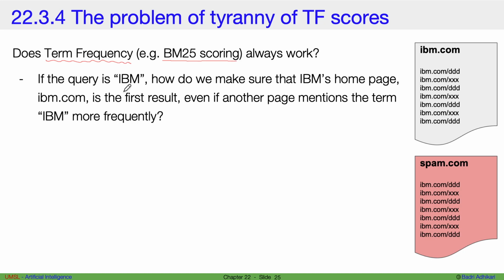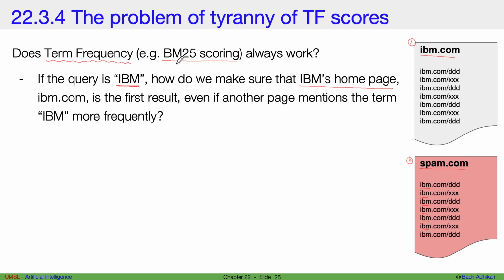Say, for example, we are searching for the keyword IBM, and when somebody searches for this keyword IBM, we want to make sure that IBM's home page, that is this page, appears on top. And we want this to happen even if, let's say, there is another page, spam.com, another website, where IBM is mentioned very frequently.